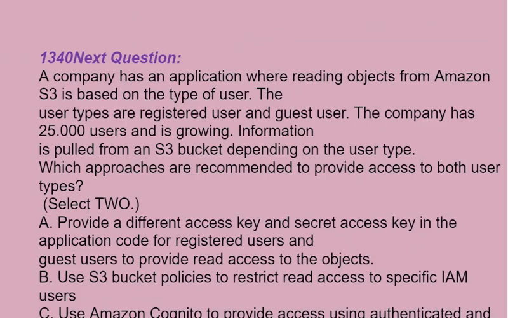Question: A company has an application where reading objects from Amazon S3 is based on the type of user. The user types are registered users and guest users. The company has 25,000 users and is growing. Information is pulled from an S3 bucket depending on the user type. Which approaches are recommended to provide access to both user types? Select two options.